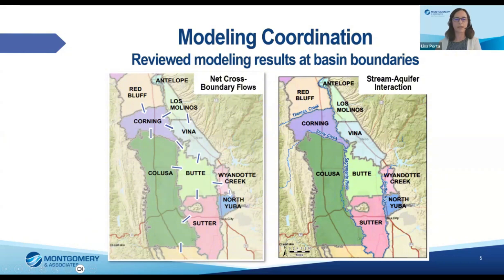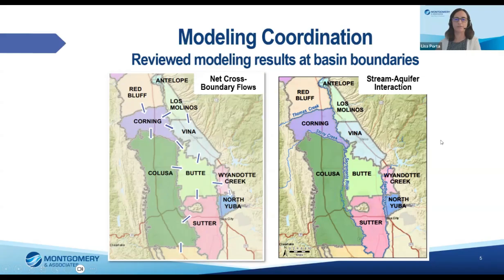And so we were looking at how the different subbasins and GSAs estimate the flow between the subbasins, and are we all in agreement at least in the direction of flow? And then the other big item was looking at flows, interactions between the stream and the aquifers at the major rivers. For example, the Sacramento River, the Feather River, those are oftentimes boundaries of our subbasins.